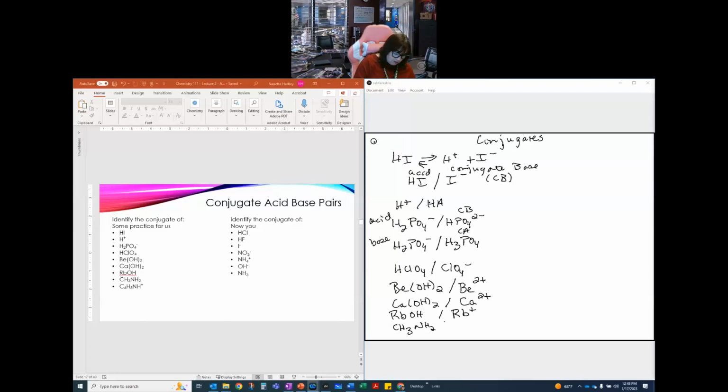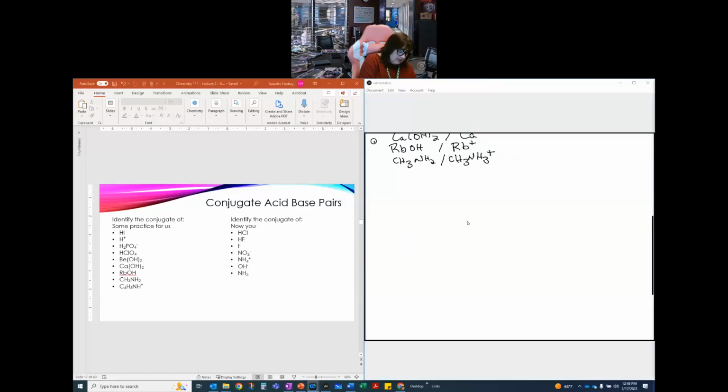When it does pick up that extra proton, it becomes CH3NH3 positive. Okay, so that's what it will become. When we talk about the next one, C6H5NH plus, I see that ours already has an H and a plus on it. So we're looking at a conjugate acid of a base. So I want to know what's the base.